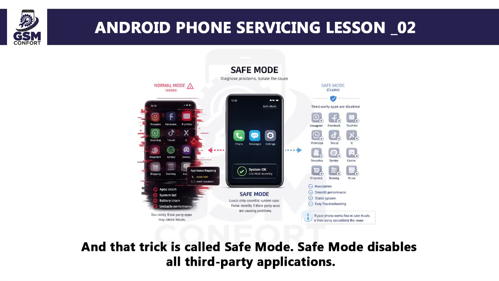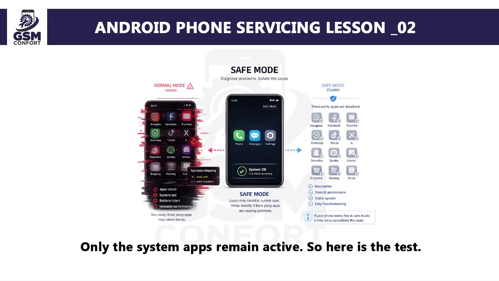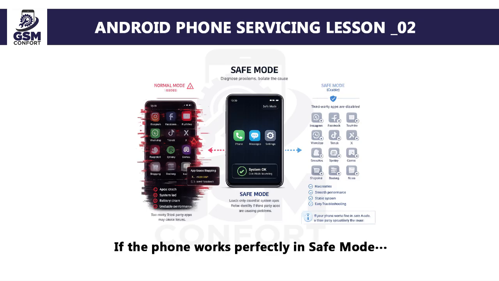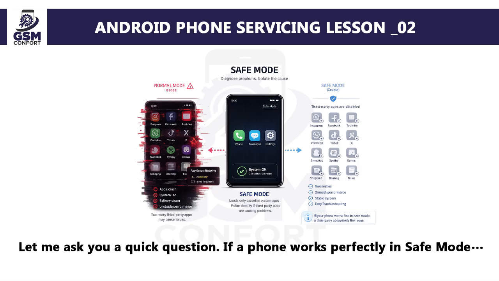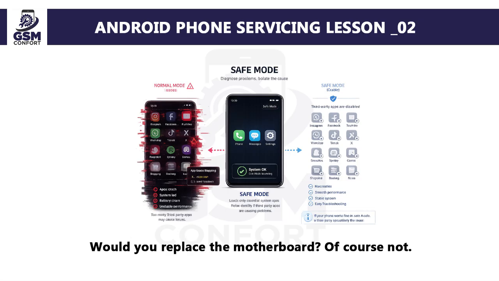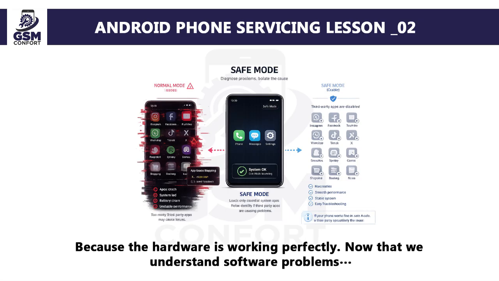Safe mode disables all third-party applications. Only the system apps remain active. So here is the test. If the phone works perfectly in safe mode, then the issue is caused by a third-party app, not the hardware. Let me ask you a quick question. If a phone works perfectly in safe mode, would you replace the motherboard? Of course not, because the hardware is working perfectly.